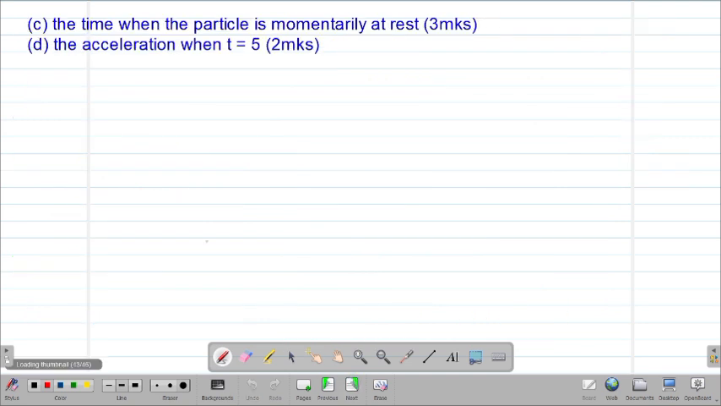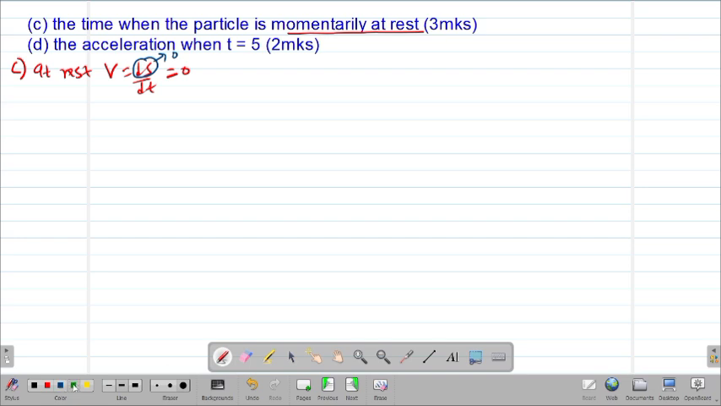Then we move to part C of the question, whereby we are being told to find the time when the particle is momentarily at rest. Remember we said that when the particle is at rest, it simply means that the velocity of such a particle is 0. So at rest, since there is no change in displacement, V, which is ds over dt, will always be equal to 0. Remember, at rest, the particle is not covering any distance, therefore the displacement is 0. You take 0 over dt, the final answer will be 0.